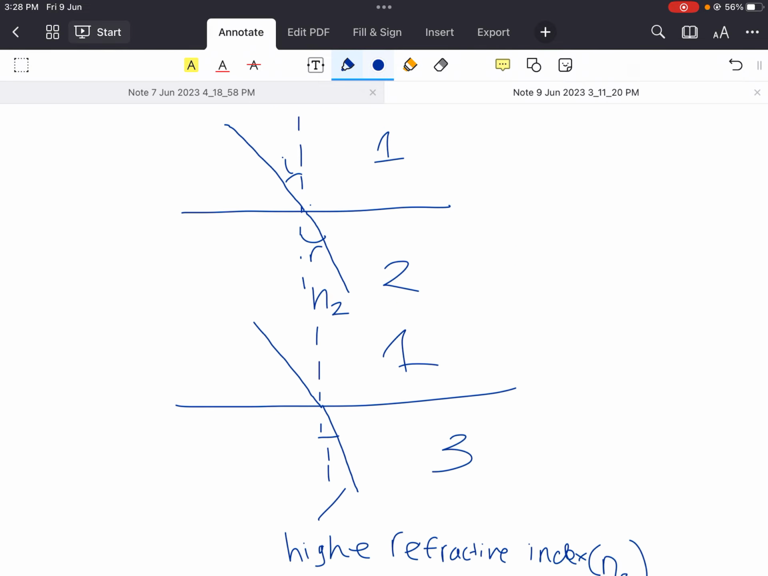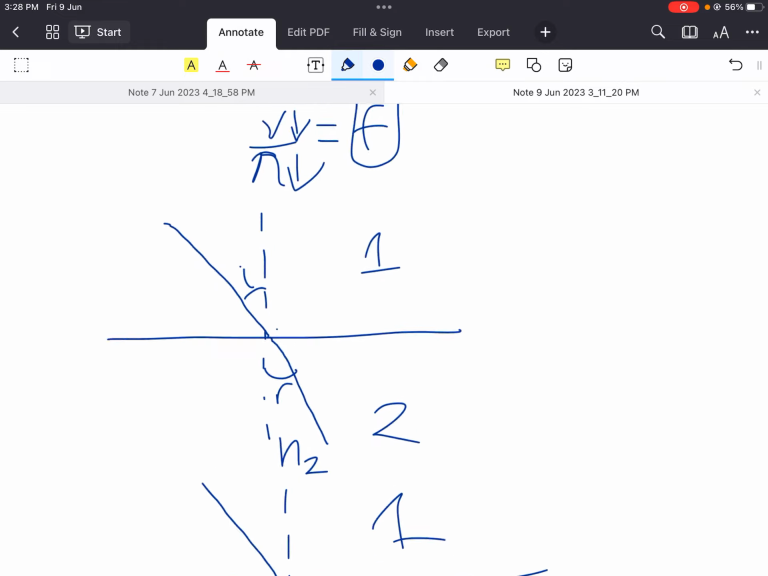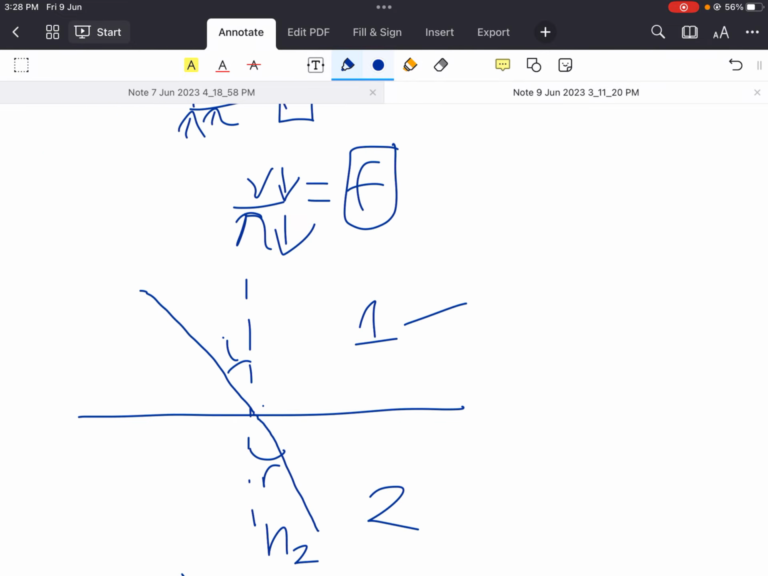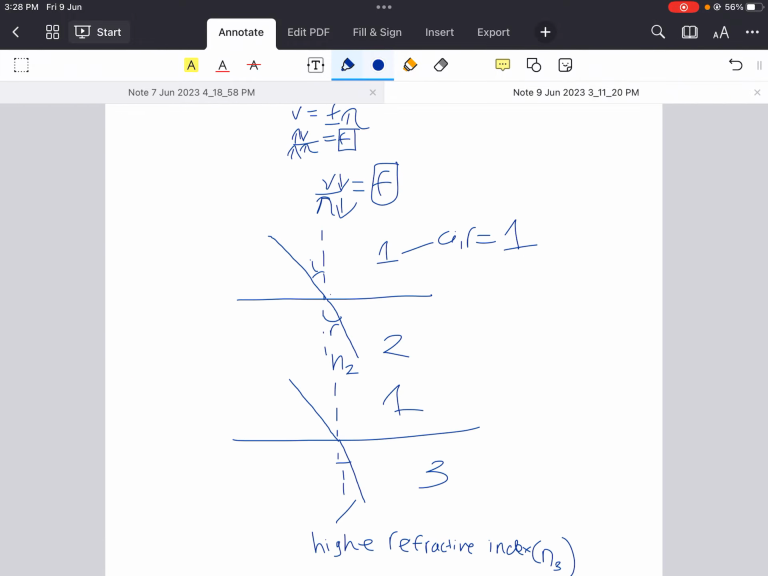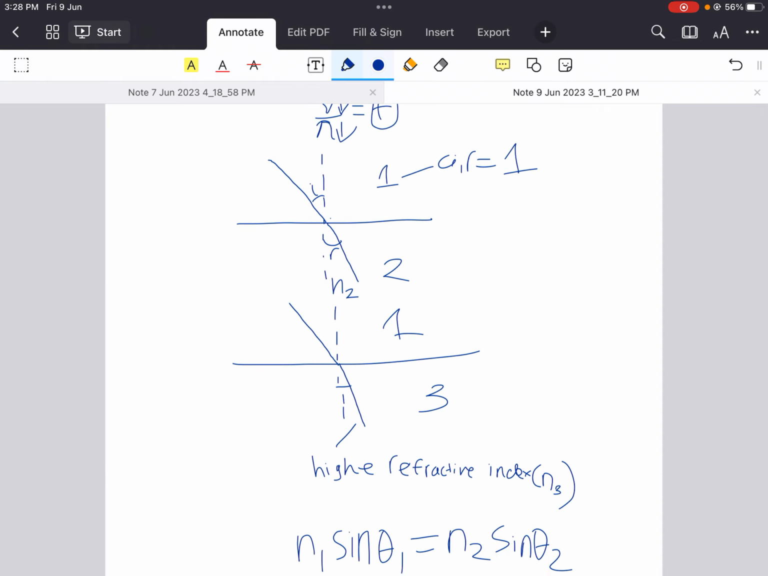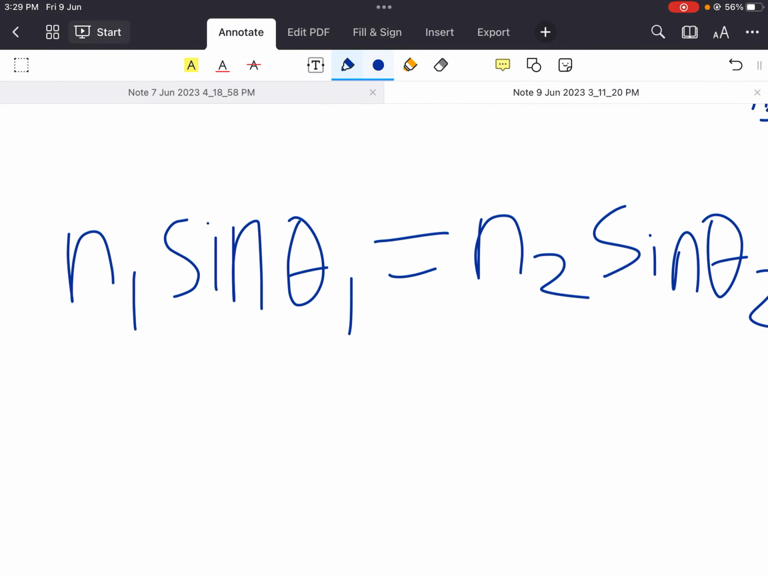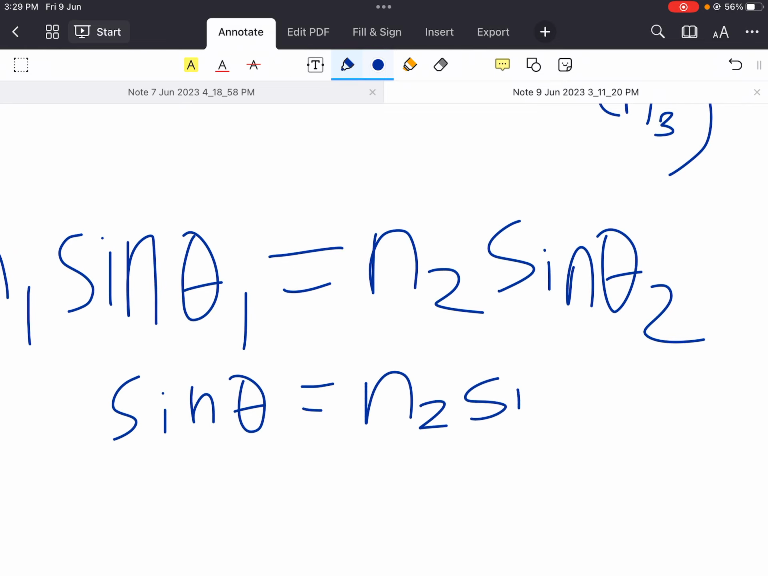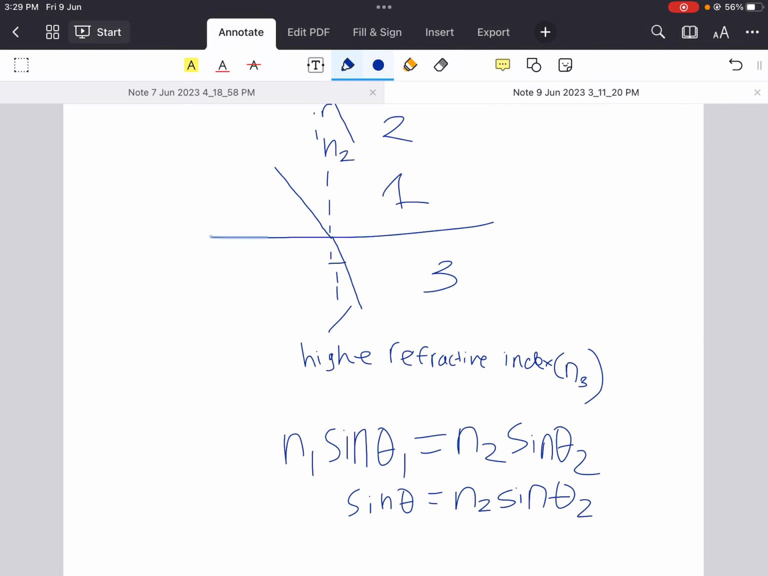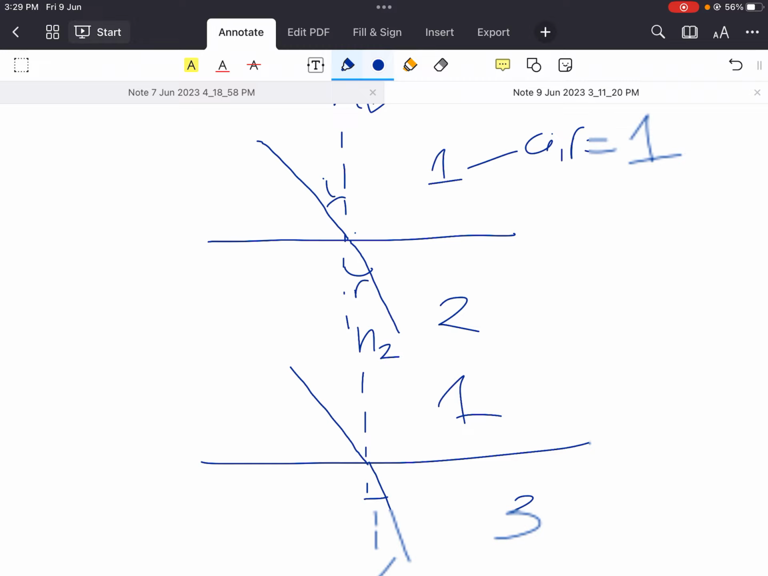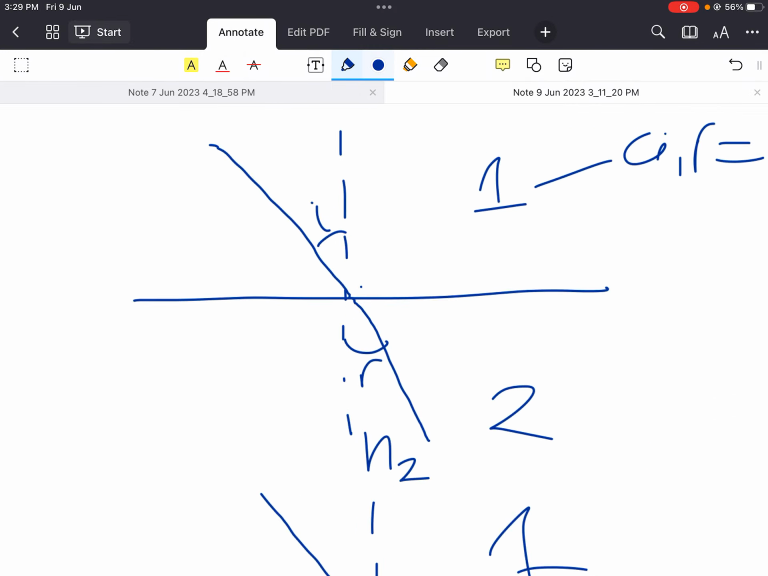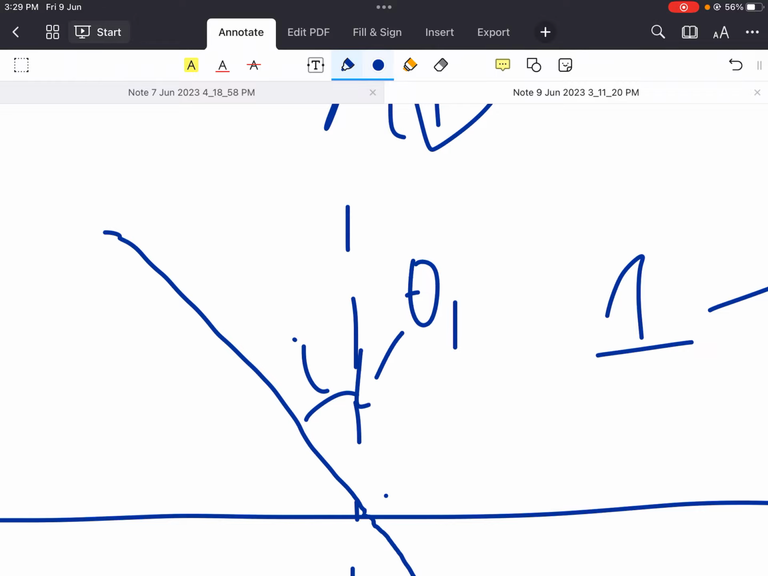So what values do you plug in? Let's say this is air. Usually they'll give you your first medium as air because air has a refractive index of 1. So you don't need to calculate the refractive index of air. It's usually given to you on your exams. It's 1. So now you just have sine theta 1 is equal to N2 sine theta 2. Now what you do is you measure the angle of incidence and the angle of refraction, and these are given to you. So your angle of incidence is in the first medium. This is your theta 1.